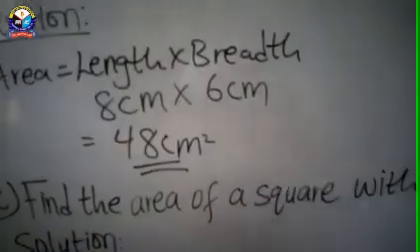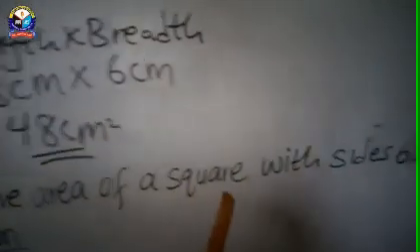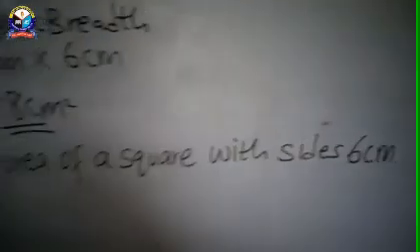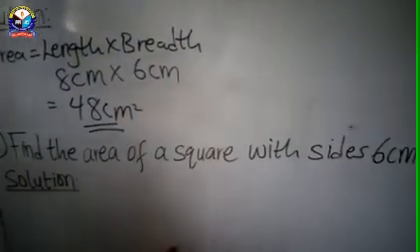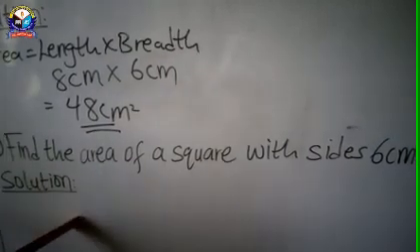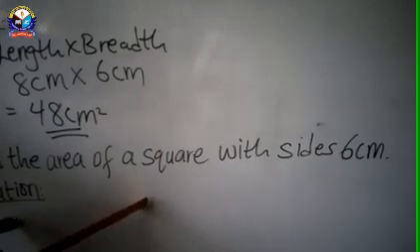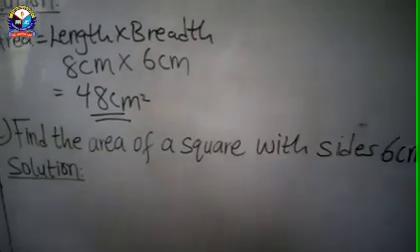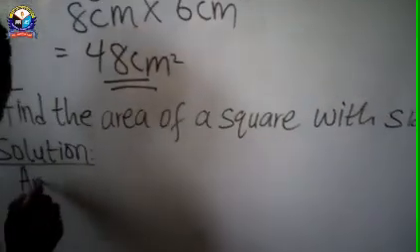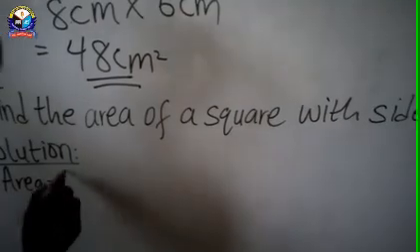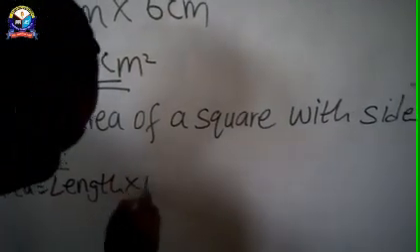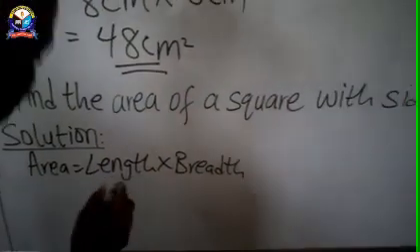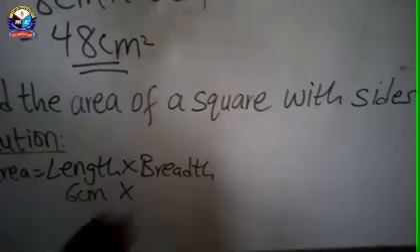Now example 1C says find the area of a square with size 6 centimeter. I said while I was explaining earlier on that the length and breadth of a square are equal. So what do we do now? We write out the formula. Area is equal to length times breadth. Still length times breadth. So the length is what? 6 centimeter times the breadth will be what?